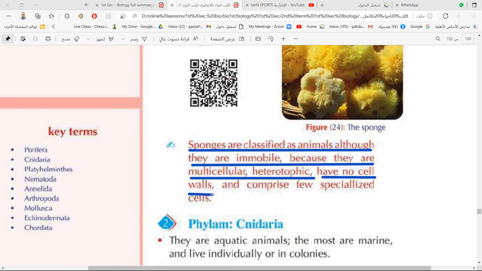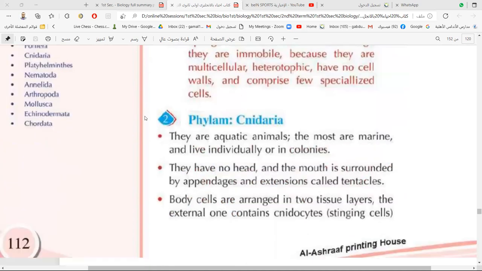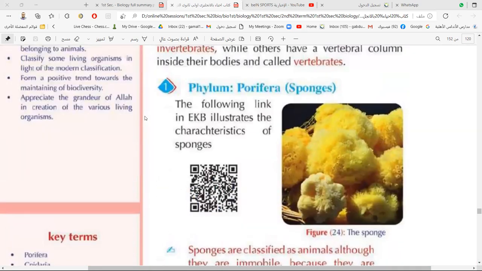The plants only have a cell wall. And they have a few specialized tissues and cells. This is a sponge, the real sponge animal found in the bottom of the sea and the ocean. This is the picture of the sponge.